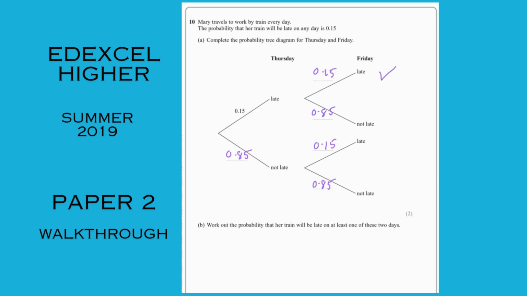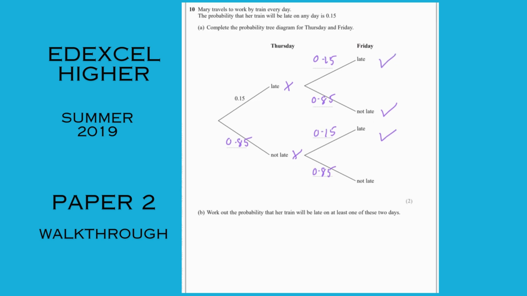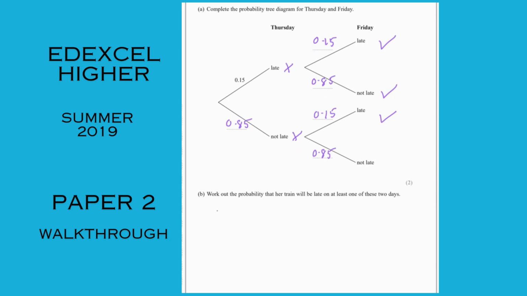Well, that's late both. That's late Thursday. That's late Friday. So you've got a choice here. You could work out the probability of all 3 of those branches. That means do Thursday times Friday, Thursday times Friday, Thursday times Friday, add them all up. Not me though. I'll do 1 minus not late, not late. In other words, 1 minus on time twice. On time twice is 0.85 times by 0.85.